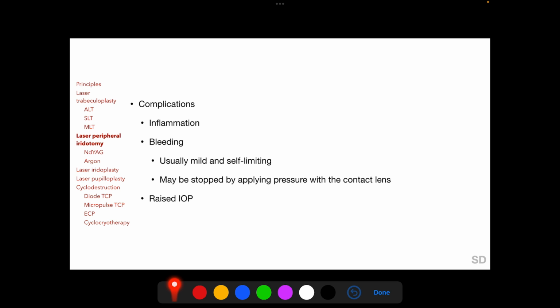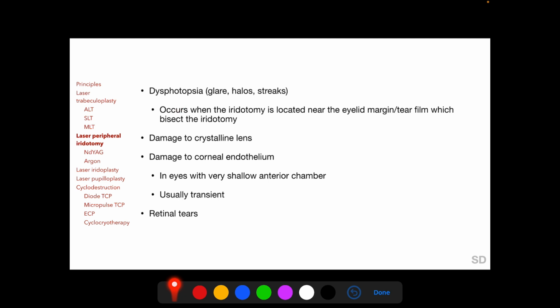Complications following LPI include inflammation, bleeding which is usually mild and self-limiting and may be stopped by applying pressure with the contact lens, raised intraocular pressure, dysphotopsias such as glare, halos and streaks, which as we have mentioned occurs when the eyelid margin or the tear film bisects the iridotomy, damage to crystalline lens, damage to corneal endothelium and retinal tears.